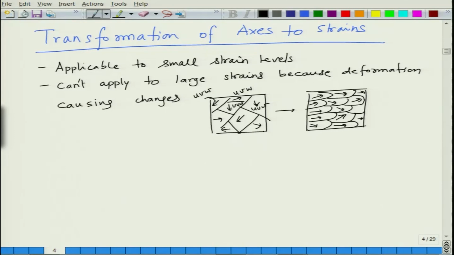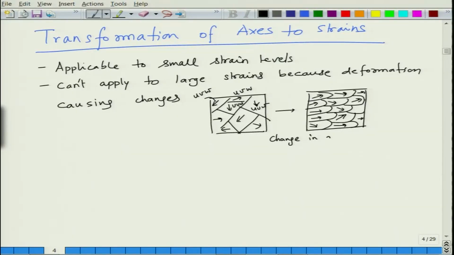To some extent, maybe not to this extent, this is a very exaggerated picture, but what I am trying to convey is that your stress and strain tensors will change because the angles will change. As a result, you will have a change in angles. So, as a result, the L values will change, and your stresses and strains with respect to the reference axis will also be different. So, as a result, we cannot apply this to large strains, we can only apply it to smaller strains. So, this is something that we have to keep in mind.